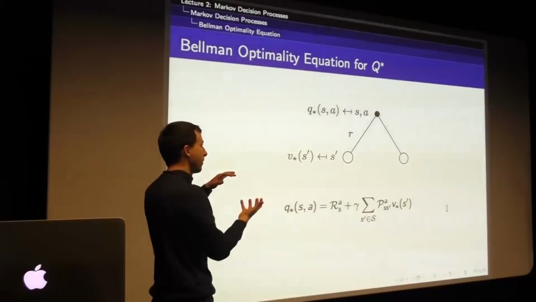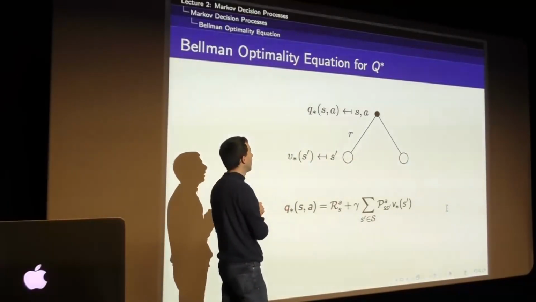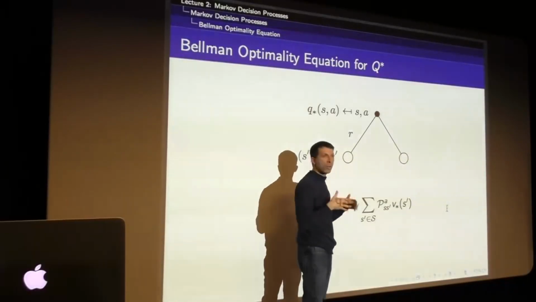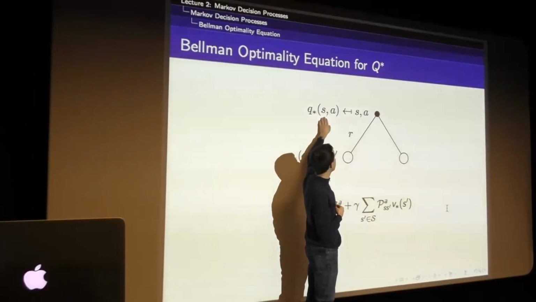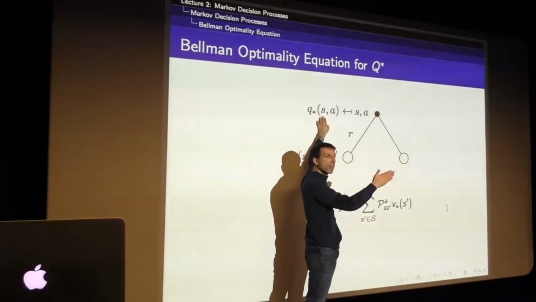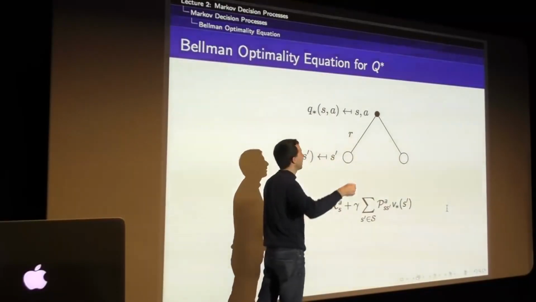Now we're going to do the other half. So remember we had V going to Q, now we're going to do Q going to V. So now we want to know, how good is one of those red arcs in that diagram? How do we know what the optimal value is for being in a particular state and taking a particular action?